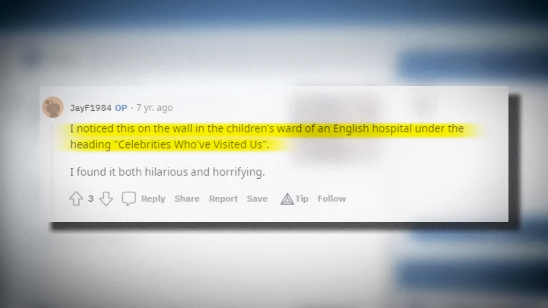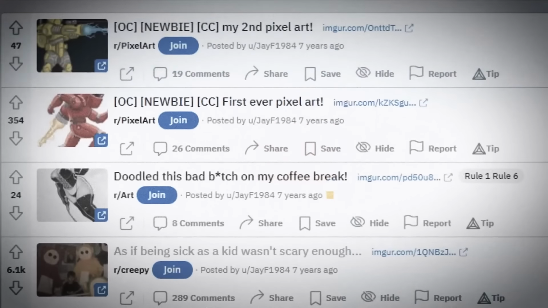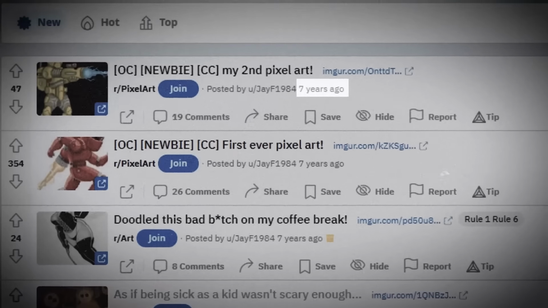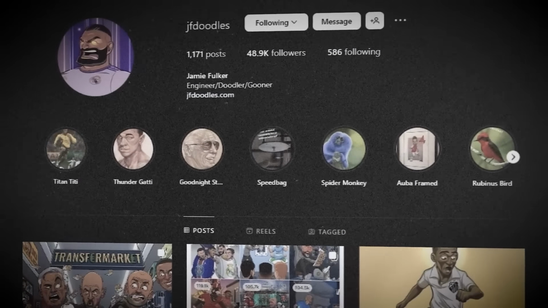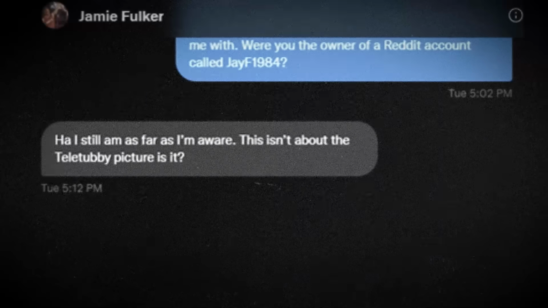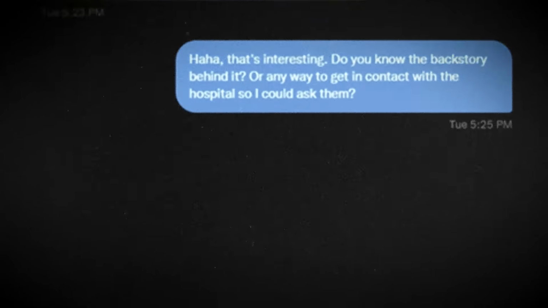The uploader hasn't made a post on Reddit in almost 7 years, indicating that he presumably no longer uses that account, although he still is active on other social networking sites where he goes by the name JF Doodles. When Scare Theater, a YouTuber, messaged him about the Teletubbies image, he replied that he had seen the image on the notice board in a children's hospital waiting area.